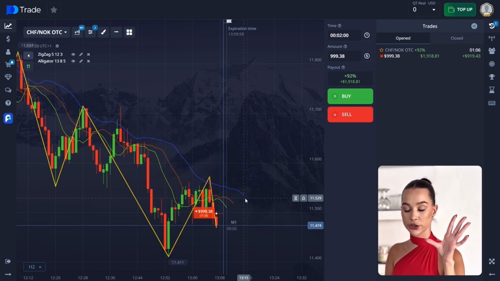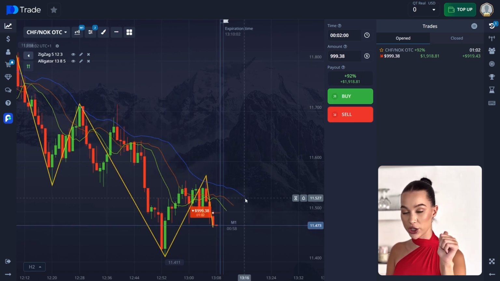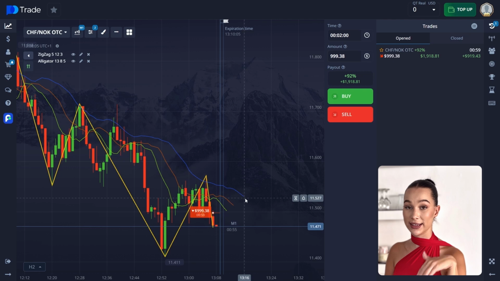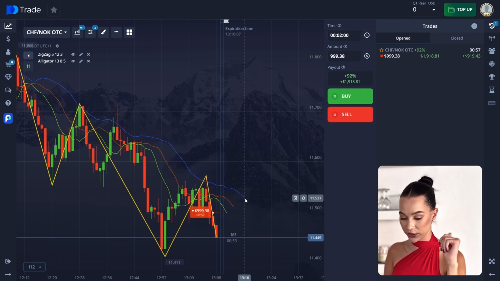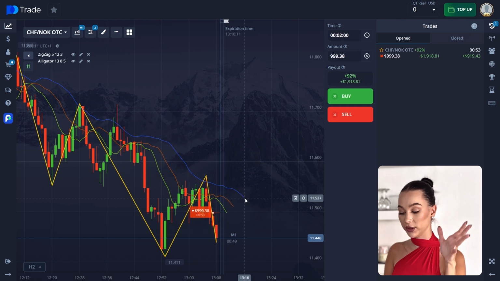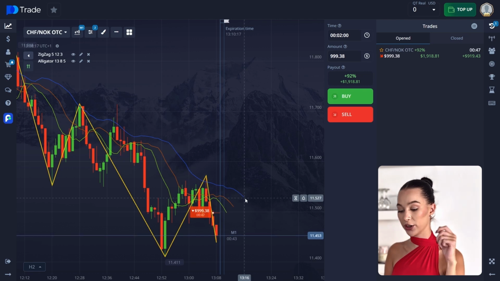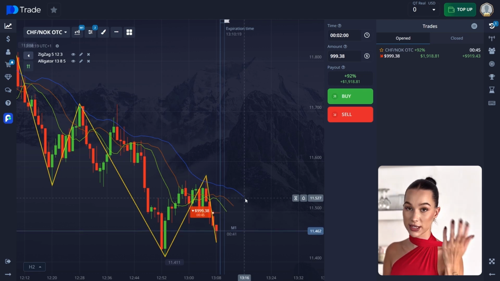Also, what are the filters to reduce false signals? First of all, avoid trading in ranging markets. Zigzag works best in trends, of course, as do most indicators. Also, stay away from trading before major news releases because market volatility can lead to false signals. And also use additional indicators such as alligator, RSI, MACD, or, for example, the stochastic oscillator.